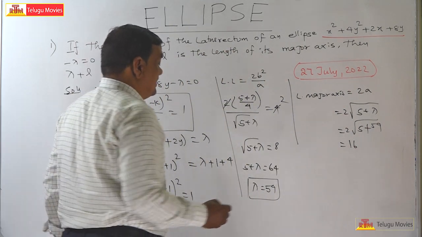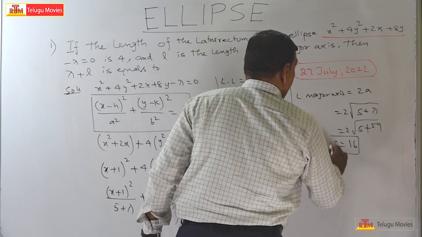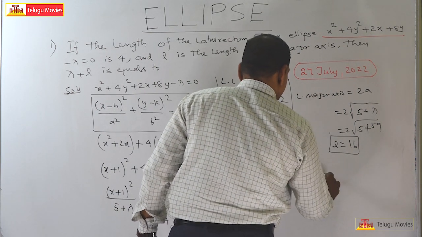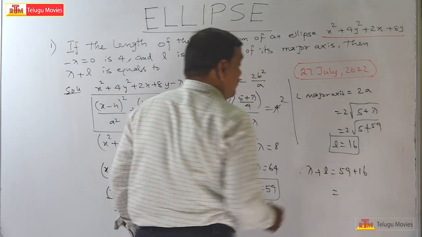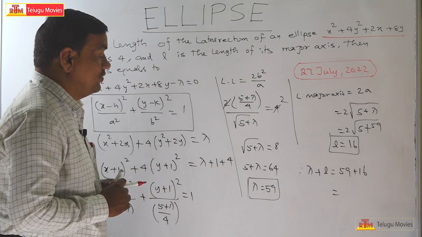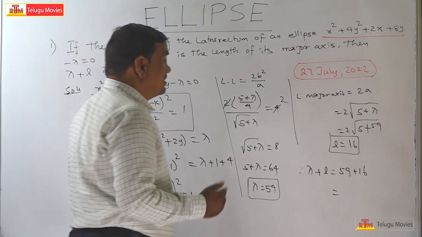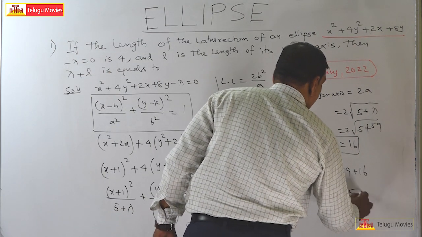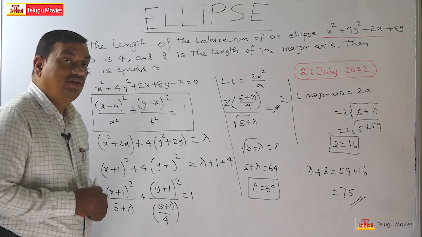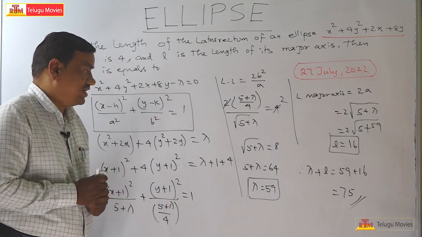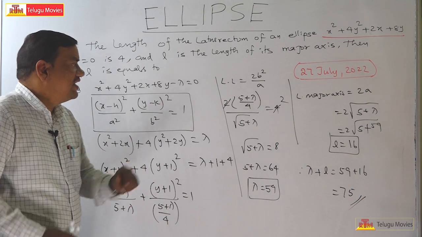He called it as L. So this is your L value. So he is asking lambda plus L, that is 59 plus 16. So if you add this, this value is equal to 75. So 75 is your answer. So 59 plus 16, 75, a numerical value type of question. So this is 75. So very, very easy problem.